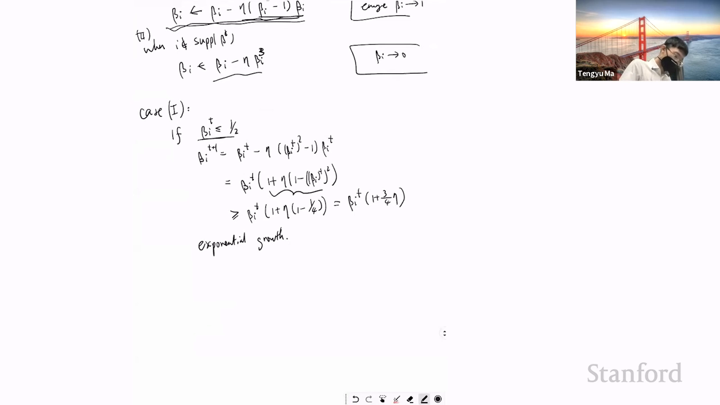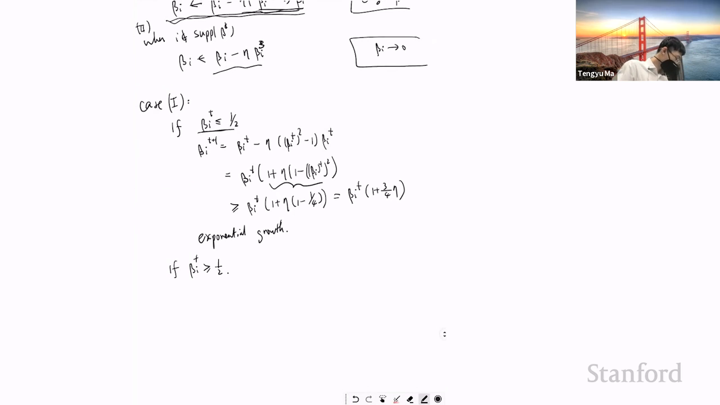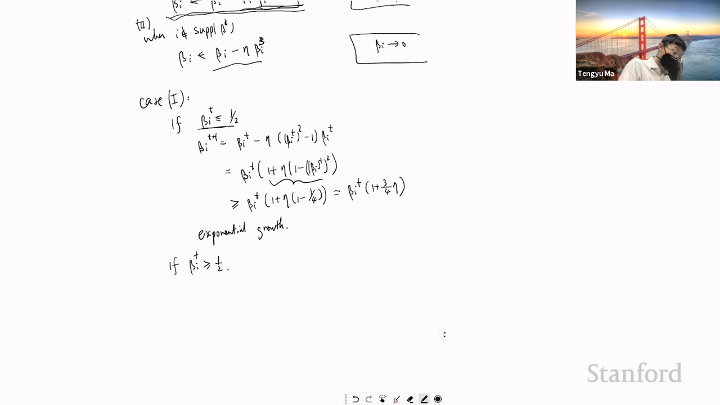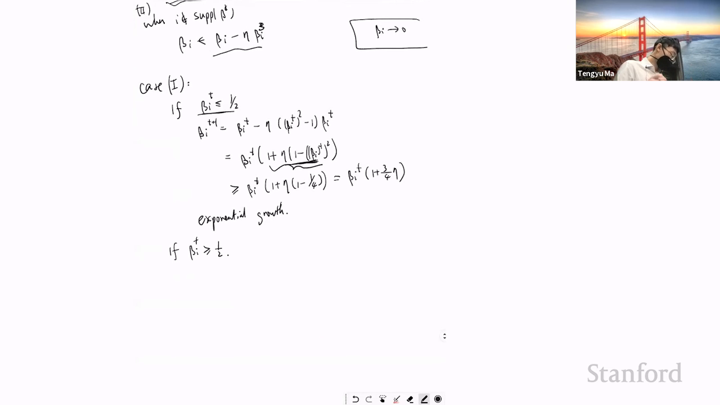And if β_i is already bigger than a half, right? Then let's see what happens. Now the growth rate might be slowed down, because if β_i is close to 1, then this constant becomes close to 0. So your growth rate slows down, and that's true. But what you can do is analyze how far you are from 1, from your target. If you look at how far you are from 1, then you get the following recursion: 1 minus β_i^{t+1} equals 1 minus β_i^t minus η times (1 minus β_i^t squared) β_i^t.